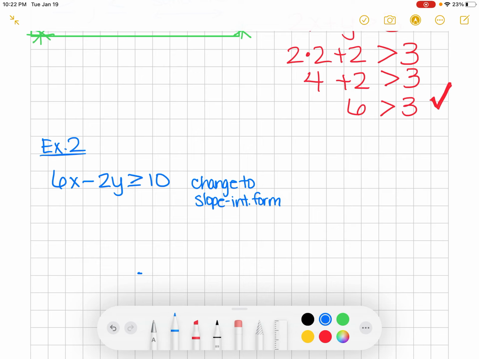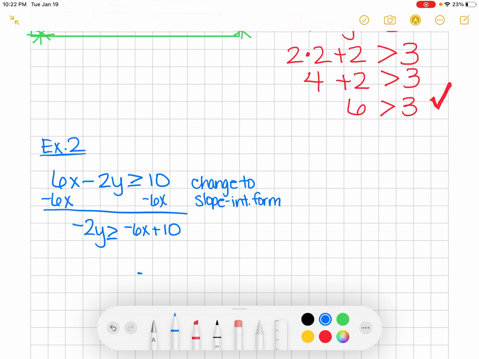Okay, everybody should be back. So I'm going to subtract 6x. Remember, I'm trying to change this into slope-intercept form. So that gives me negative 2y on this side. And on the other side is negative 6x plus 10. Okay, I'm doing good so far.